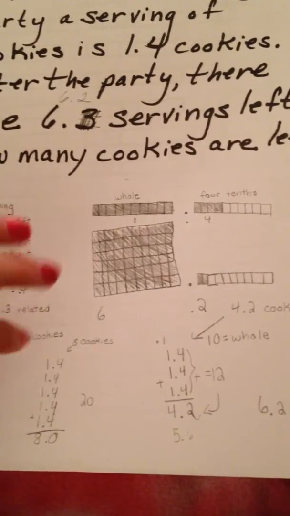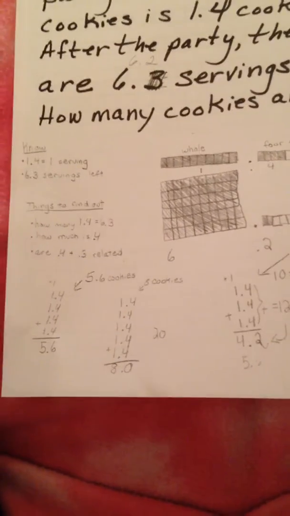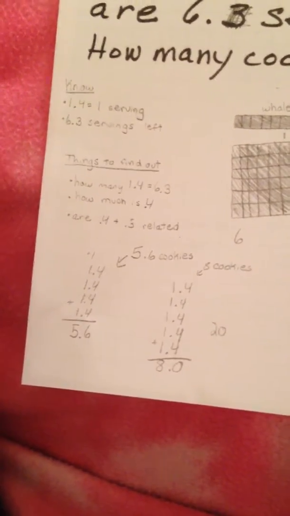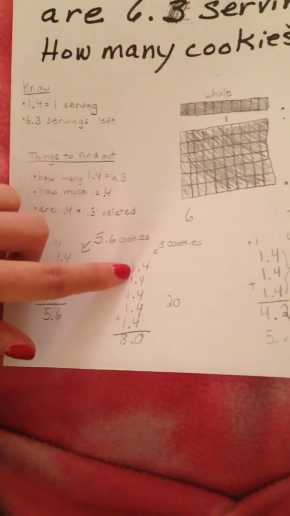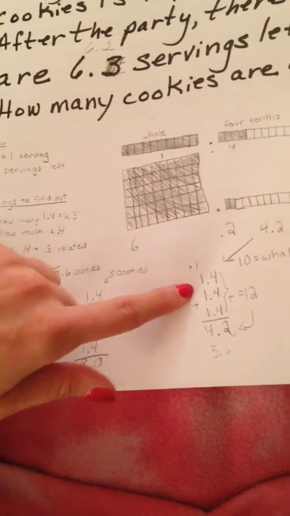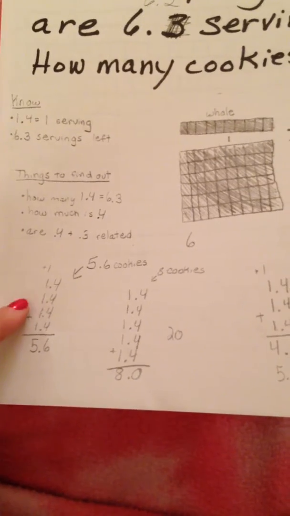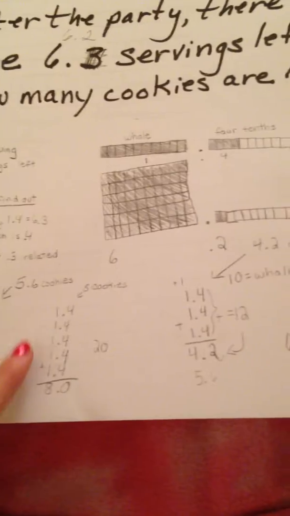She first started off by asking herself how many 1.4 goes into a whole number. So here you can see she's trying to figure out by adding how many of these 1.4s she can add together to get a whole number, or to get 6. So she realizes that 4 of these 1.4 added 4 times together equals 5.6, which is what she has up here.